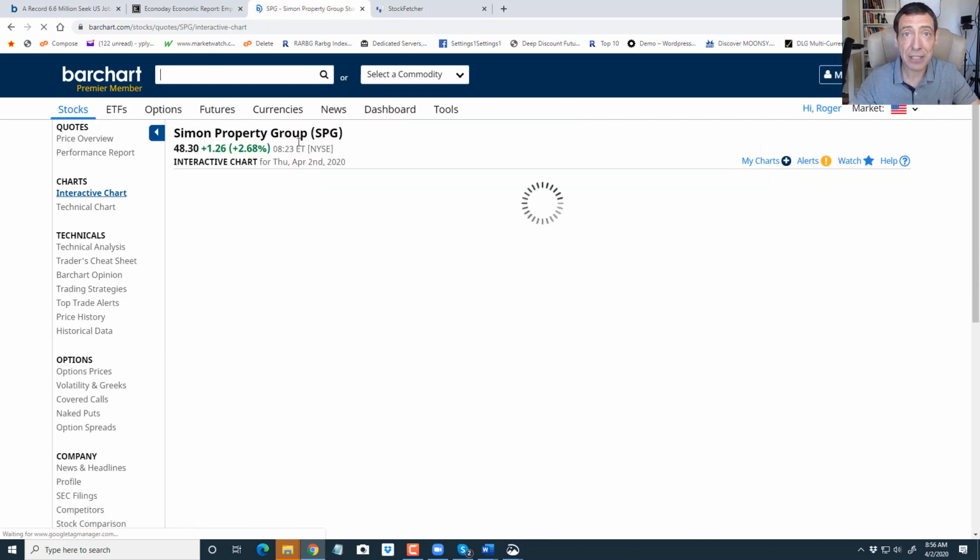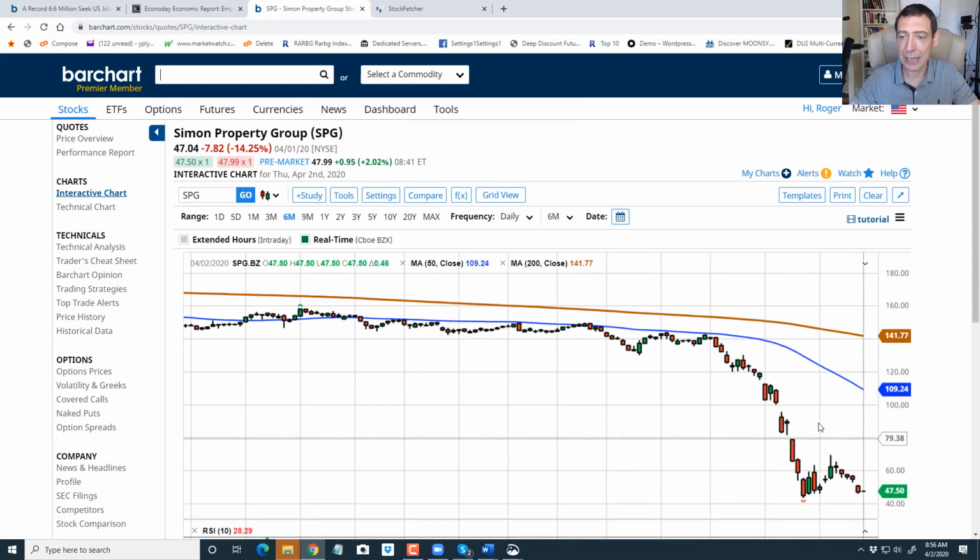It's going to be interesting to see if the S&P holds up after what happened today. This is a perfect example. Notice we went all the way from $139 to $41 on Simon Property Group. And then when we bounced, we literally bounced from 42 to 67. So that's a very little bounce, and then again lower.